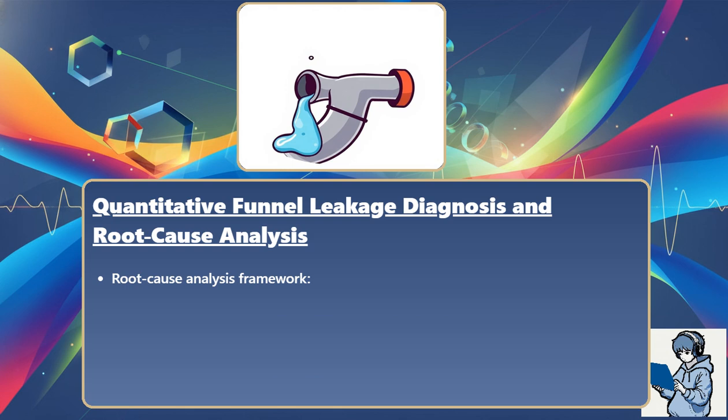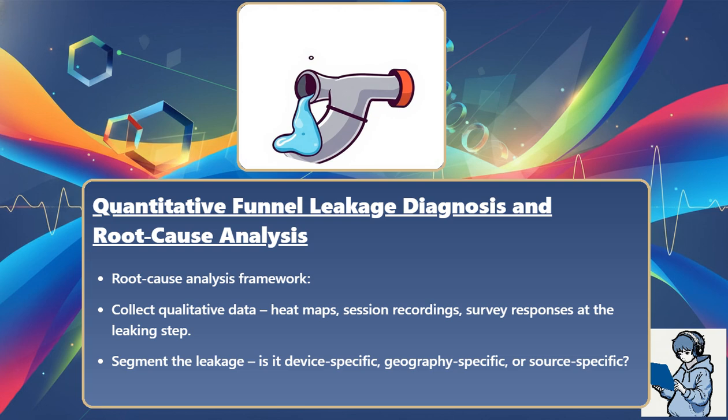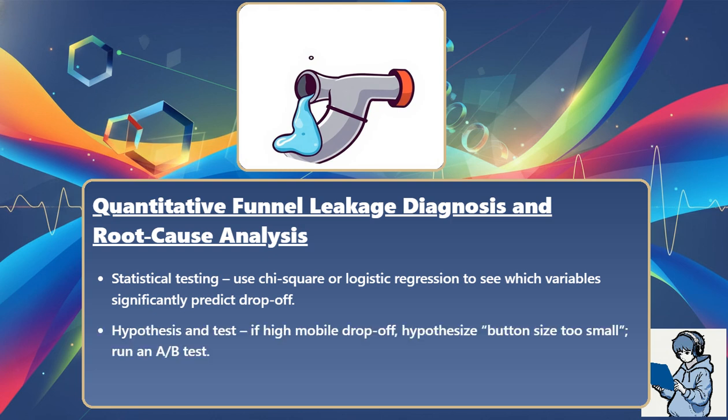Root cause analysis framework. Collect qualitative data, heat maps, session recordings, survey responses at the leaking step. Segment the leakage. Is it device-specific, geography-specific, or source-specific? Statistical testing. Use chi-square or logistic regression to see which variables significantly predict drop-off. Hypothesis and test. If high mobile drop-off, hypothesize button size too small, run an A/B test.